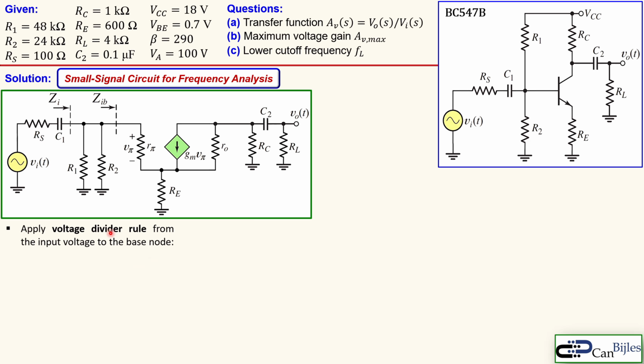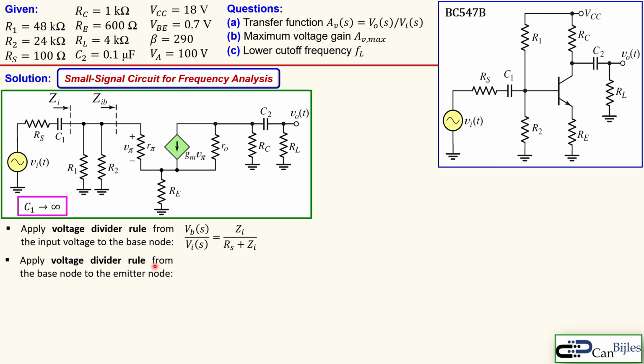First, we apply the voltage divider rule from the input voltage to the base, similar to what we have done before. So from this node to this node, that's given by this expression. Again, C1 is very large or infinite. So ZI, which is the impedance we see going into the base node, divided by RS plus ZI. And since C1 is infinite, the reactance of this capacitor is almost zero, so we have a short here. Then we also apply the voltage divider rule from the base node to the emitter node, as shown here.